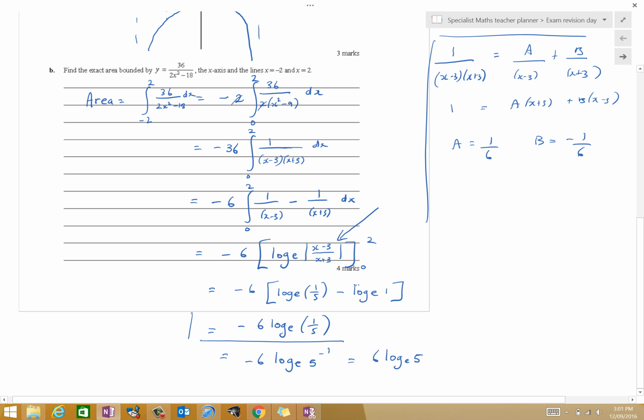Now, by the way, would this be acceptable? Yes, it would be. So you could just simply stop there if you wanted to, but just recognising that because they're asking for the area, this here is its positive area. This is a positive result too.